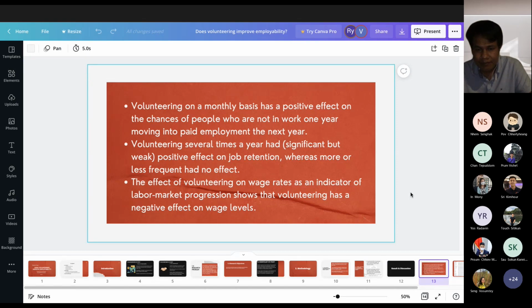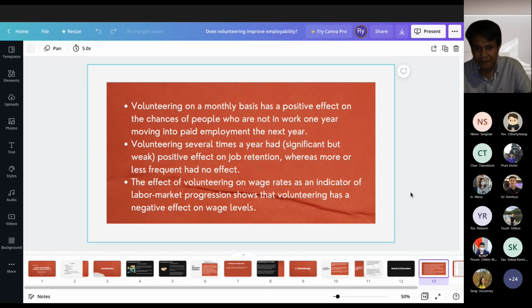In this paper, it showed that volunteering on a monthly basis has a positive effect on the chances of people who are not in work one year moving into paid employment the next year. However, those volunteering on a weekly basis or yearly basis have an opposite effect.